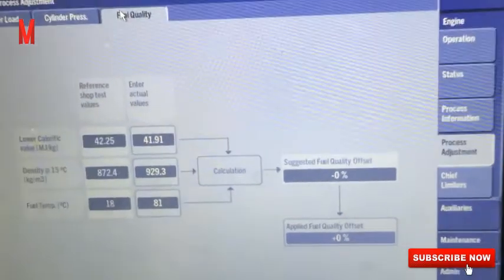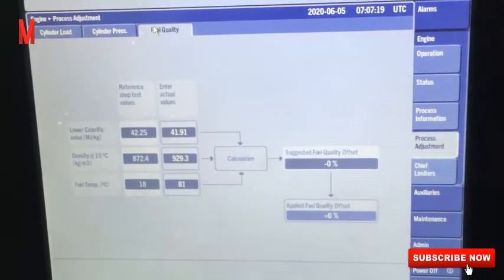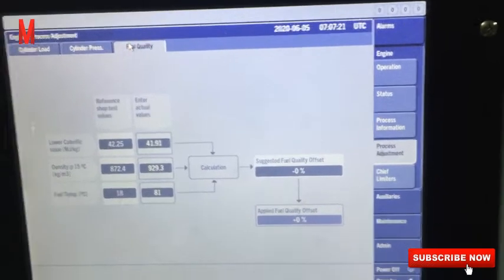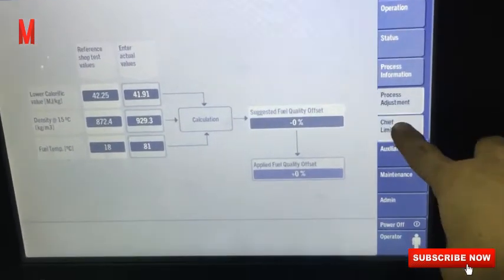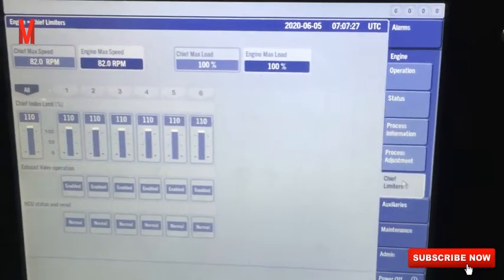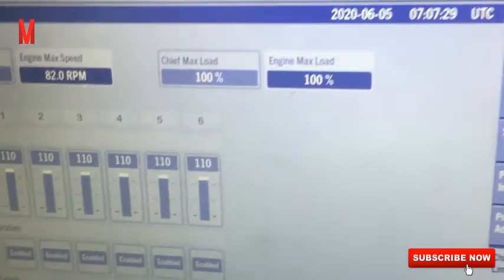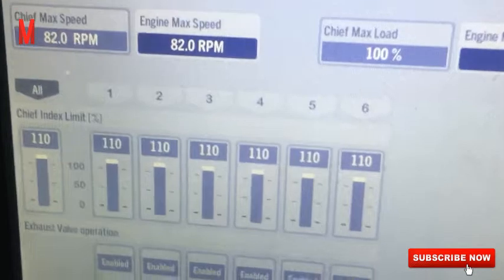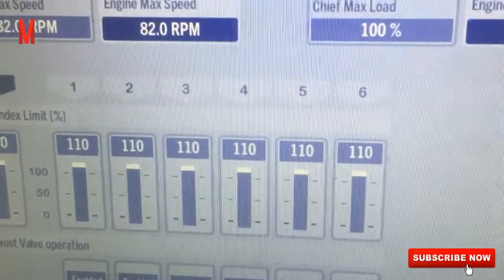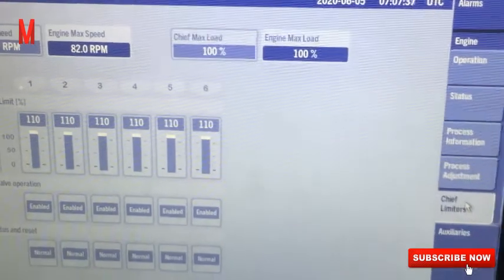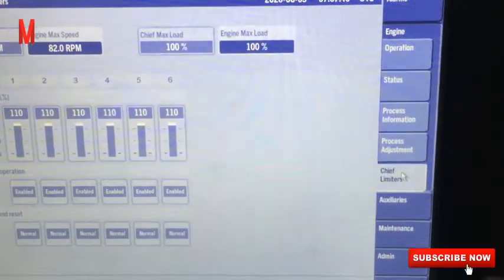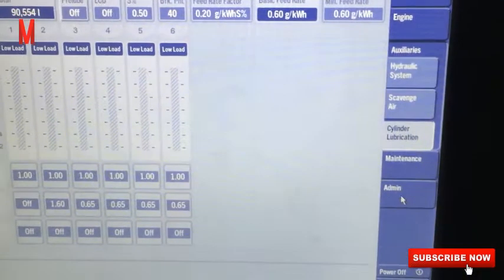Tsaka, pwede mo din dito i-shut down yung main engine gamit yung MOP. Tapos, pwede ka mag-set ng mga parameters dito like yung ilang fuel quality analysis or adjustment sa torque at saka sa fuel index.